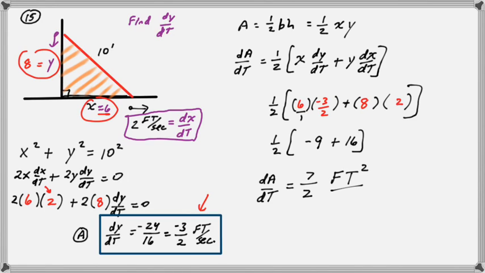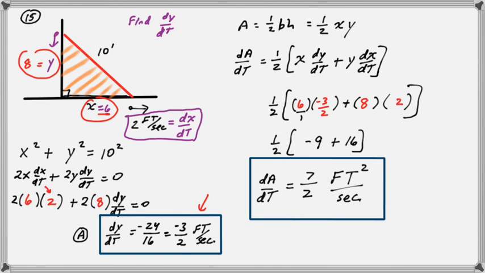Area is measured in square feet. Time is in seconds. So this is your answer for part B, how fast the triangular area is changing at that time.